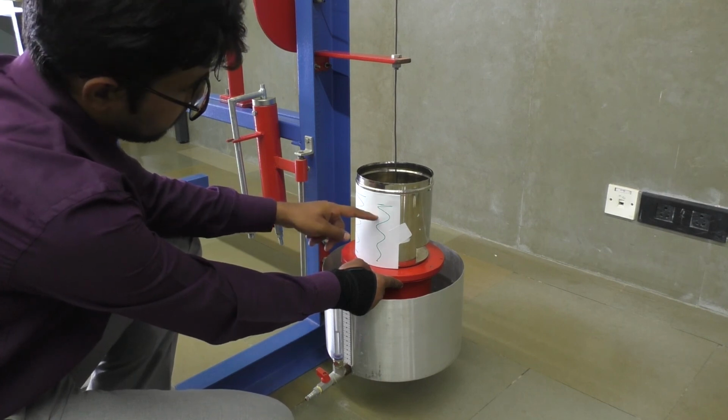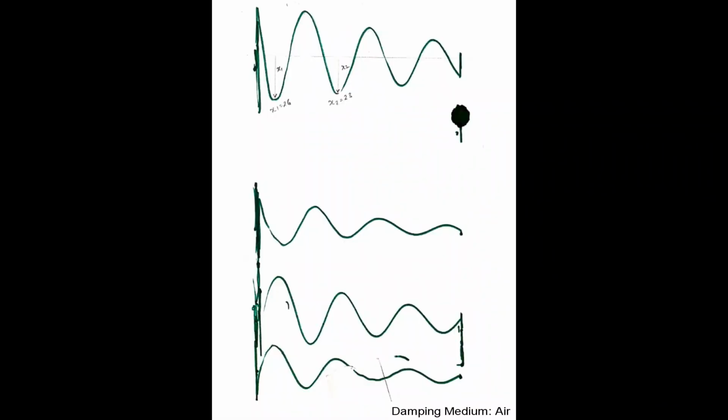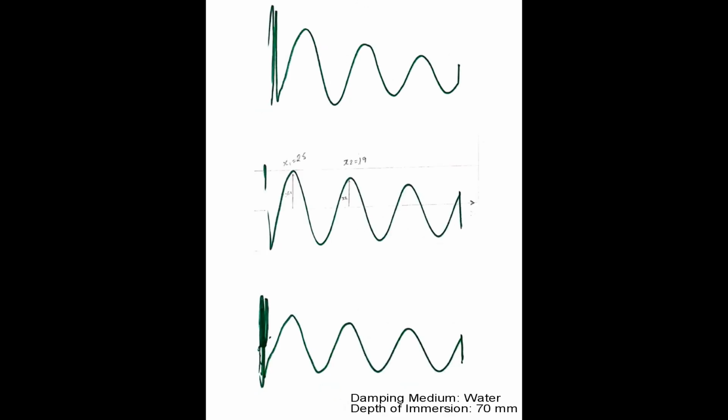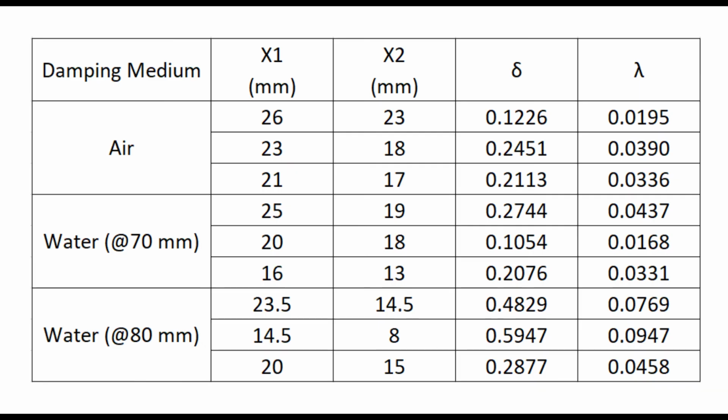Now I'll explain how to take the values of x1 and x2 for all the graphs. For the obtained graphs, draw a mean line through the amplitudes. That is, measure the value of total amplitude and draw a line along its midpoint. This must divide the graph into two equal parts along its length. Now measure the value of two successive peaks on either side of this line and call them x1 and x2. Use this for calculation and find the value of delta and lambda for all the three cases. You can see this in the table shown.